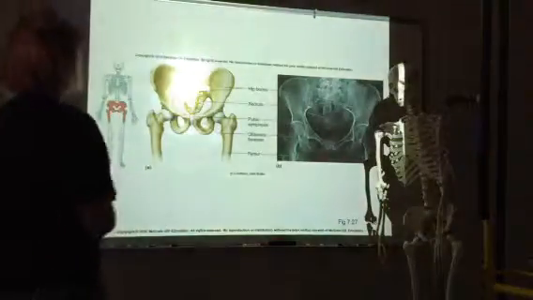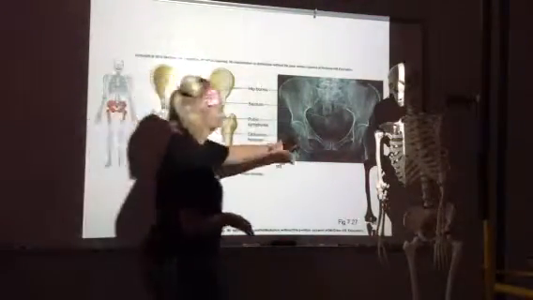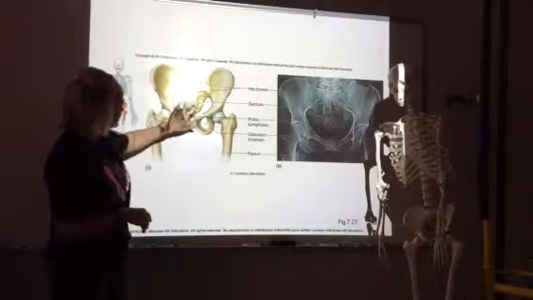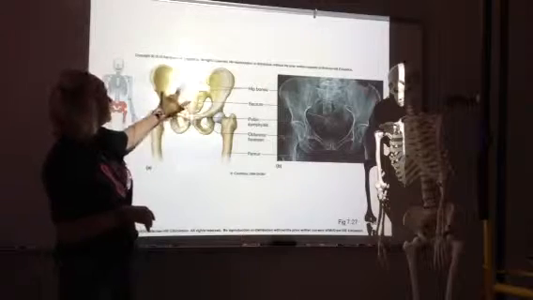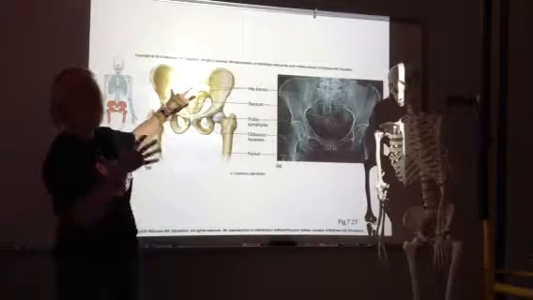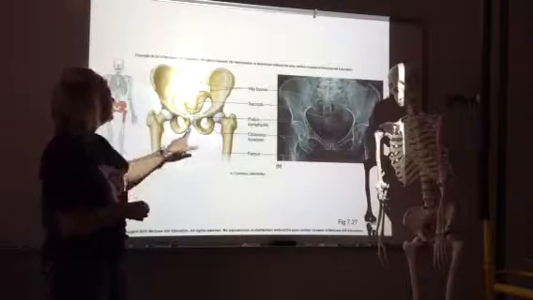So here I can see a diagram. Here would be an X-ray. The sacrum and coccyx are at the back. We've talked about those before. Here are your two main hip bones that we will break into parts.